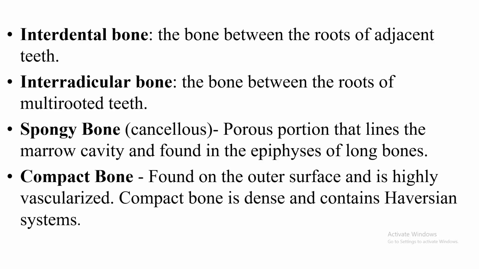A group of definitions. We start with interdental bone, the bone between the roots of adjacent teeth. Interradicular bone, the bone between the roots of multi-rooted teeth. Spongy bone, cancellous, the porous portion that lines the marrow cavity, found in the epiphysis of the long bones. Compact bone, found on the outer surface, is highly vascularized, dense, and contains the Haversian system.